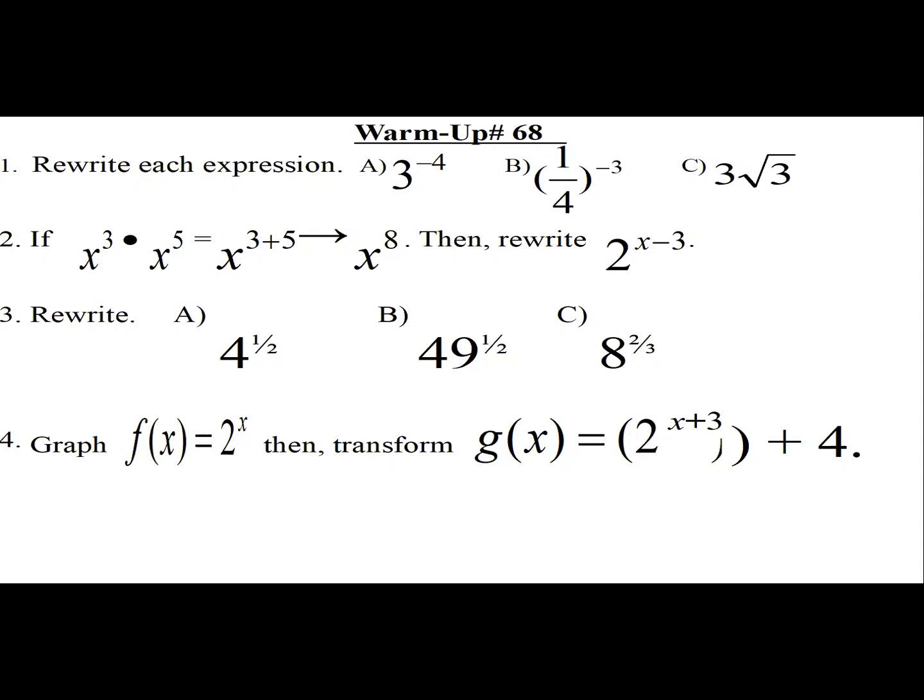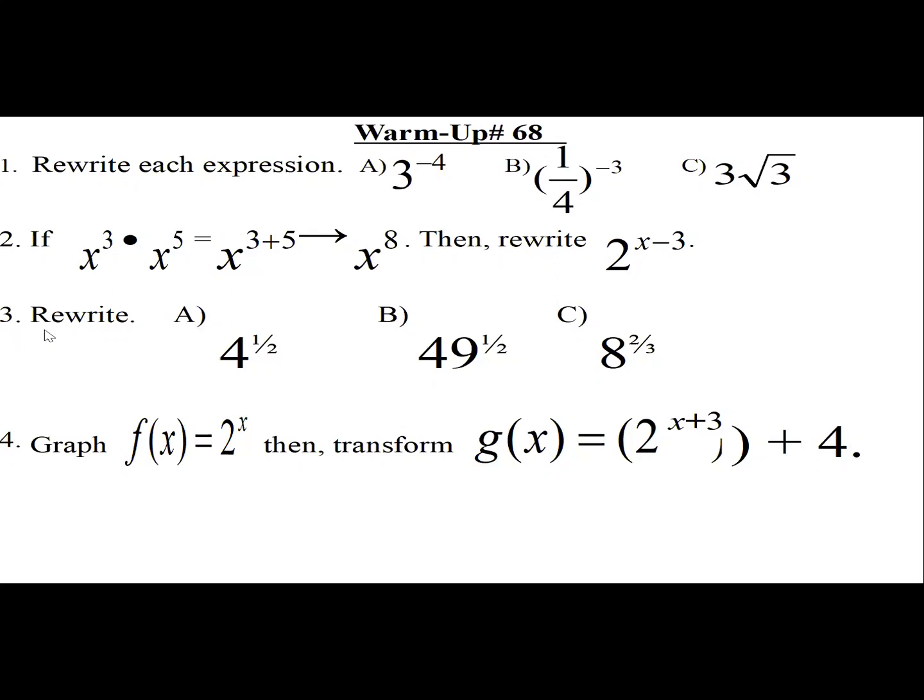Good? Good. So our warm-up number 68 is on the screen, and it reads, number 1, rewrite each expression. Part A is 3 to the negative 4 exponent. B is 1/4 to the negative 3rd exponent. And C is 3 times the square root of 3. Number 2 reads, if x to the 3rd times x to the 5th equals x to the 3 plus 5, which is x to the 8th, then rewrite 2 to the exponent of x minus 3.